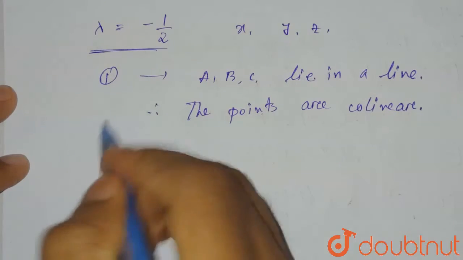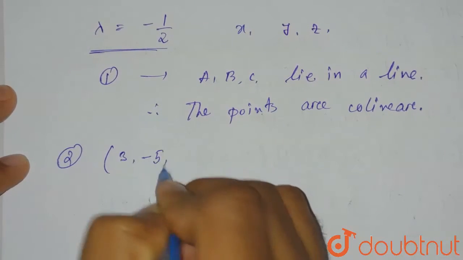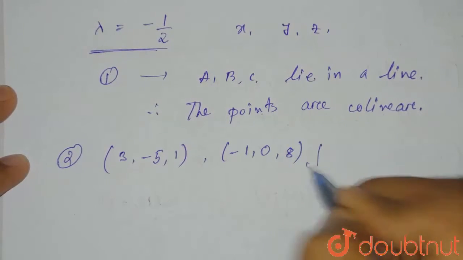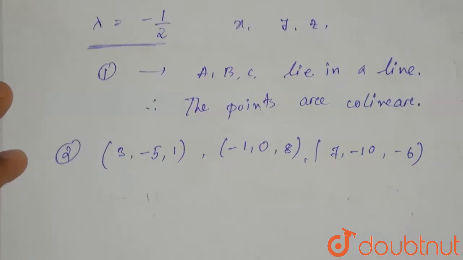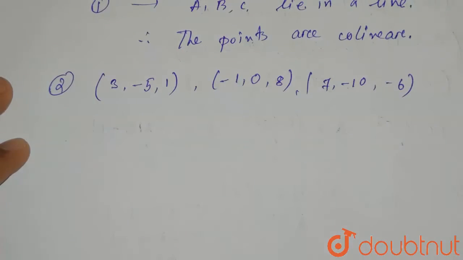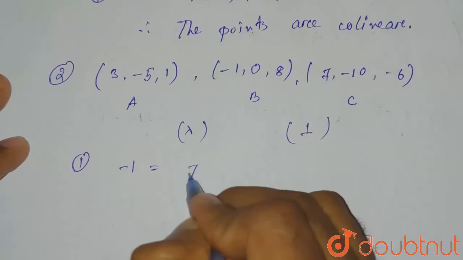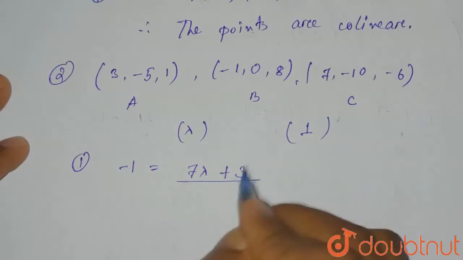Similarly, we'll try it for the second option. The first point is (3, -5, 1), secondly (-1, 0, 8), and the third point is (7, -10, -6). Again we'll find the value of lambda for the middle point. Let's say this point is A, this is B, and this is C, and the ratio is lambda to 1 again. So for x, minus 1 will be equal to lambda into 7 plus 1 into 3, divided by lambda plus 1.